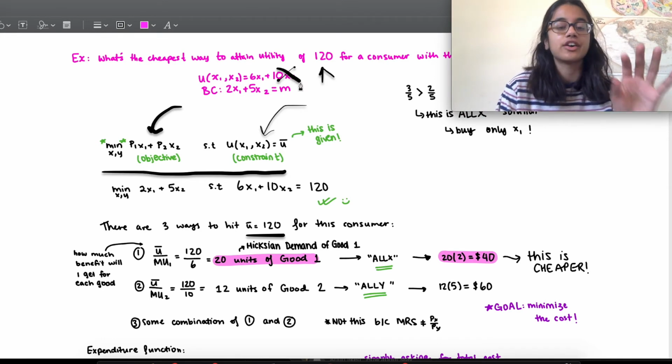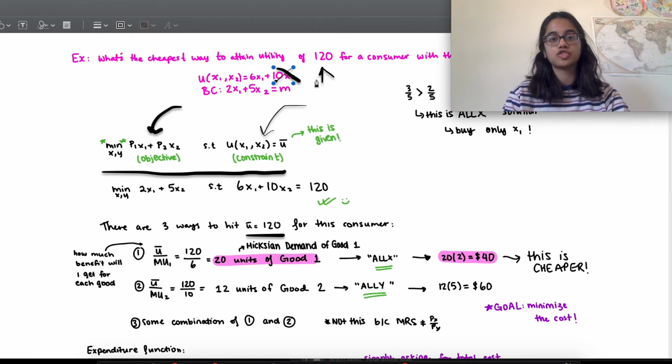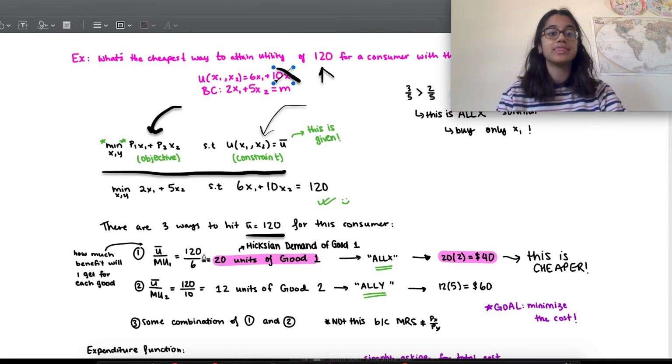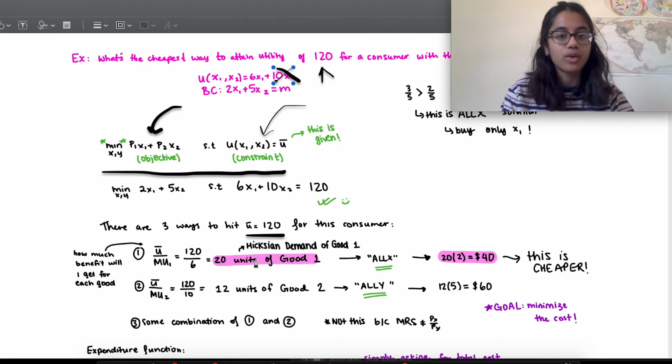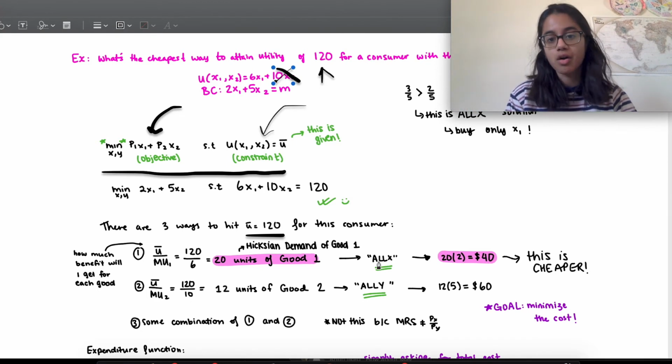If I had all x1, I would just ignore my x2, and I would get 6x1 is equal to 120, right? And that's where I got the 20 units of good 1 from. So it's just 120 divided by 6. Okay, I just ignored my all y because we're looking at all x.